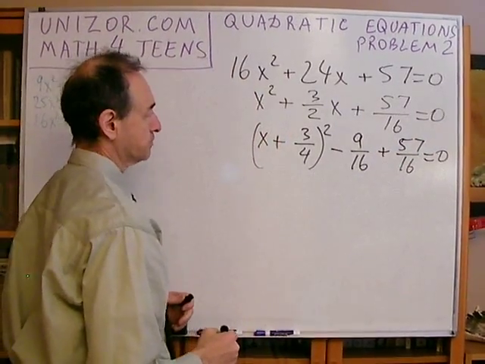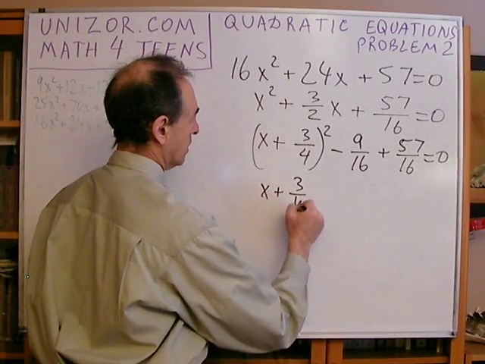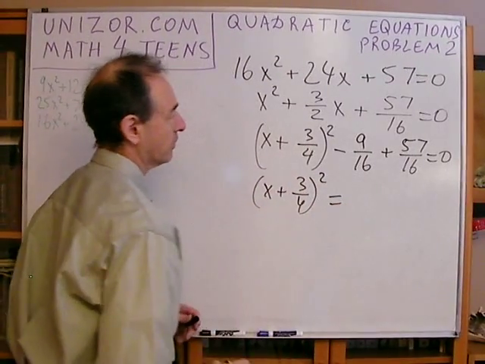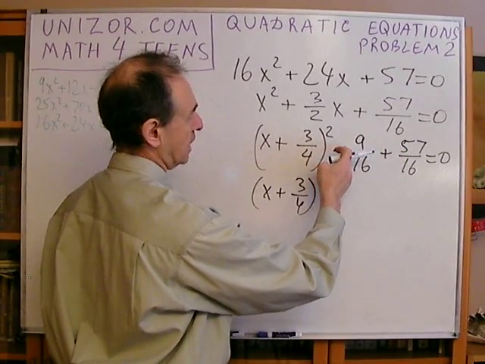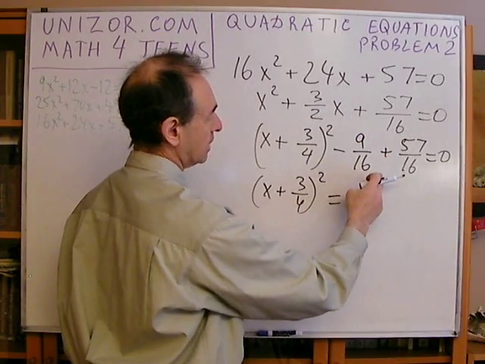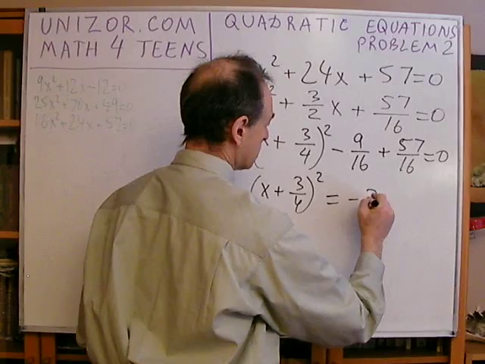All right. x plus 3 over 4 squared equals, okay, 57 and this is minus 9, so it's 48. But it goes to the right. Now, 48 divided by 16, by the way, is 3. So on the right, I will have minus 3.